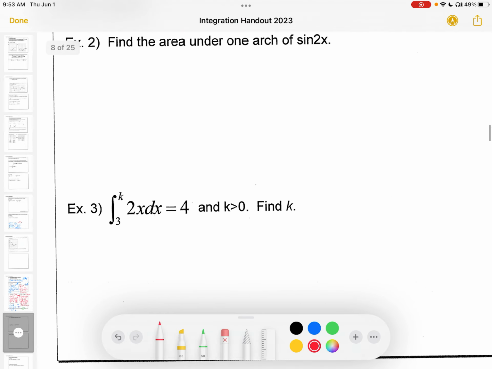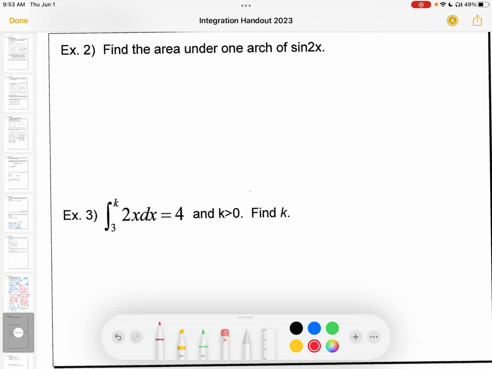Moving on, we can do some of these sort of in context. So instead of having the question set up for us, we could ask ourselves, what is the area under one arch of sine 2x? Well, let's just draw that. Sine 2x looks like this.